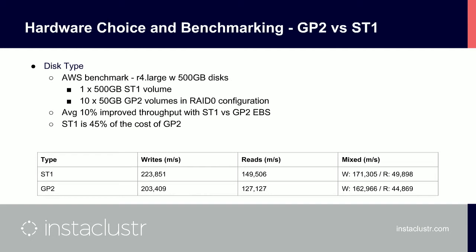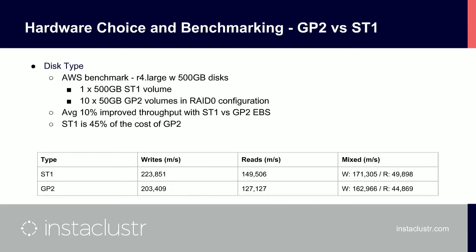So we looked at the GP2 EBS versus what's called ST1 EBS, which is a relatively new EBS offering from AWS. It's backed by spinning disks, but designed for very high sequential access throughput, and quite a bit cheaper than GP2 EBS. In our benchmarking, we found that, at least for the use cases that we tested, we got better performance through ST1 EBS, and it's 45% of the cost of GP2 for the same disk volume.